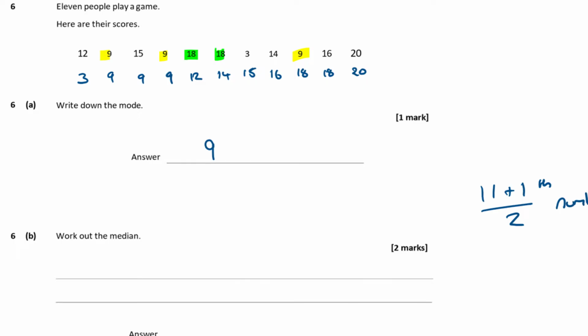Okay, so if I got 11 and add 1, I'm going to get 12, and divide by 2, it's going to be the 6th number in my sequence. Okay, so just counting through from either end, 1, 2, 3, 4, 5, 6, then that median there is going to be 14.